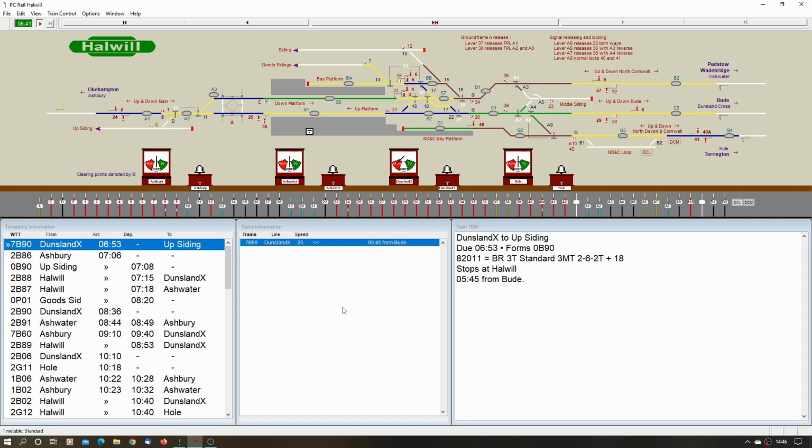Right, let's have a look at the general layout. So we've covered this siding, we've got the up and down platform, we've got a bay platform on the downside. I think that's probably for trains going to Padstow and Weybridge, unless they come main line. And then we've got this bay platform on the N, D and C, which is obviously North Devon and Cornwall bay platform, with 40 at the exit signal. So we've got good siding and the siding, and this comes into this commutation here.